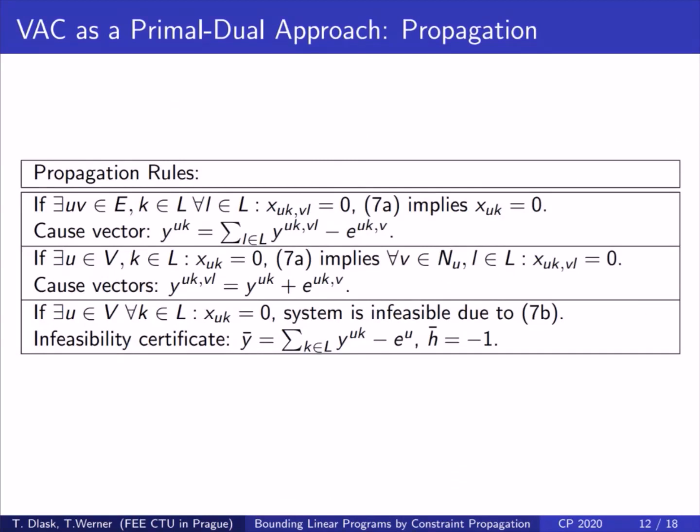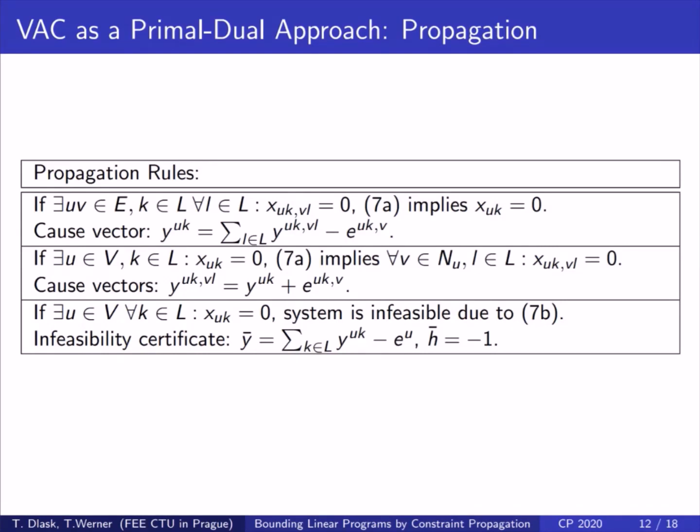In the previous example, we have shown 2 propagation rules which set some variables to be 0 if such assignment is forced by the constraints and other 0 variables. These rules are in the first 2 rows in this table, where we also give the corresponding cause vectors. There also exists a third rule, which is applied when all the labels in a single node are forbidden, that is, all variables in a single node are set to 0.